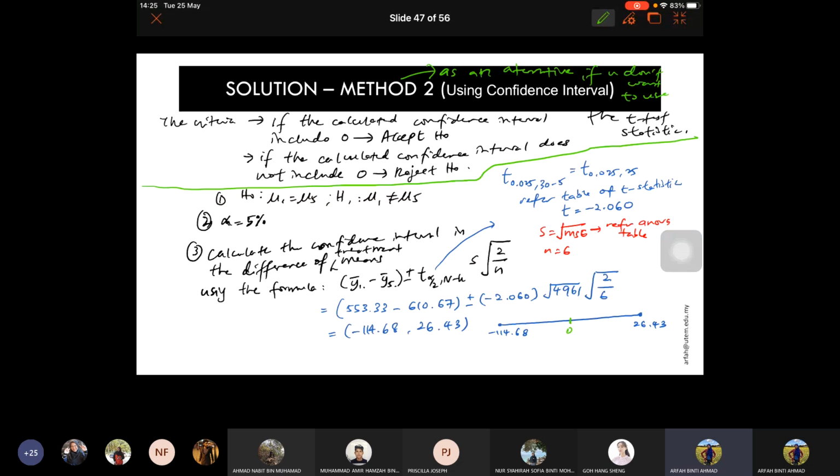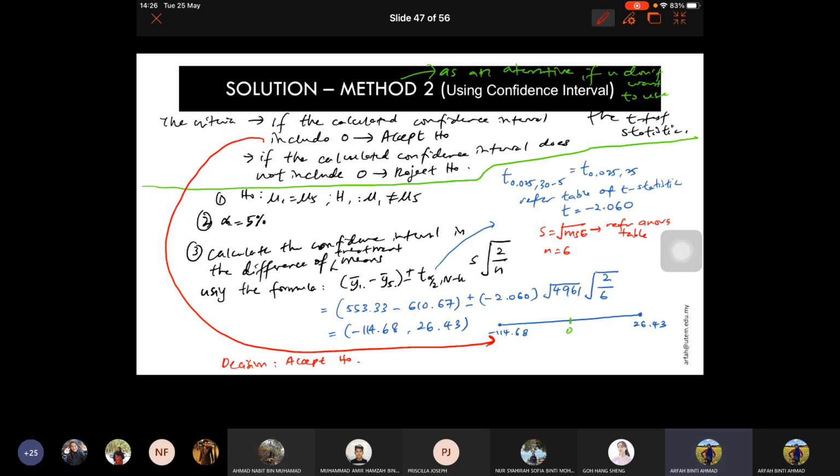Okay. Yang lain-lain? Accept, okay. We are going to accept. Sebab this one, 0 include in the this one. If the calculated confidence interval include 0. So kita akan accept H-null. Decision: accept H-null.